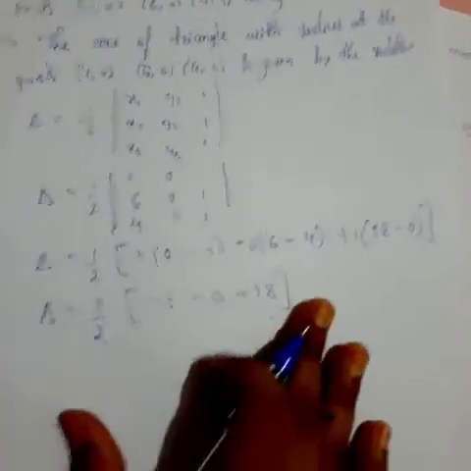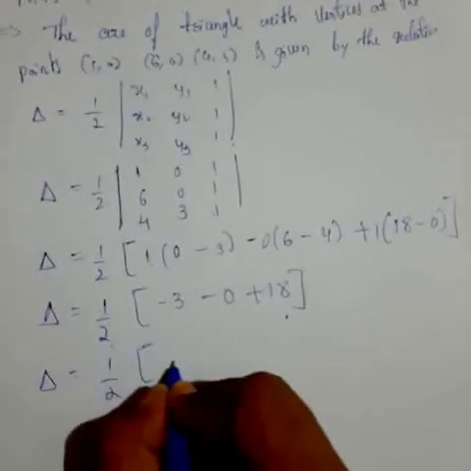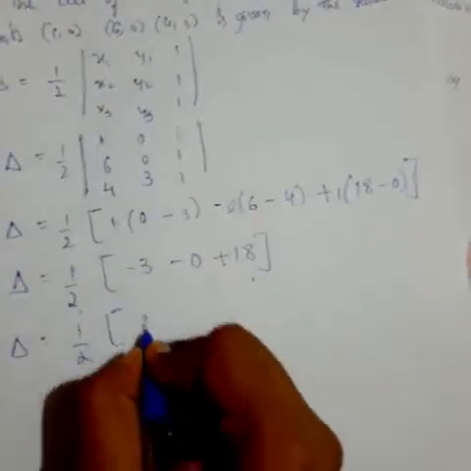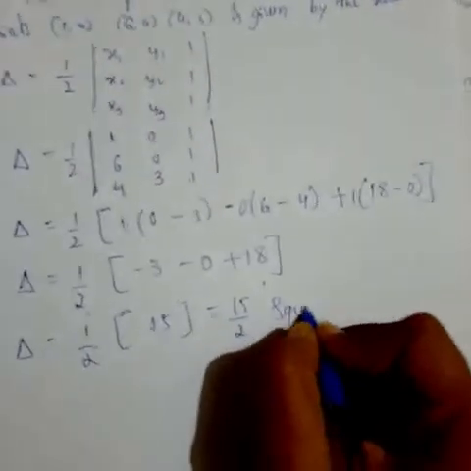Then you got the final answer: 1/2 is there, minus 3 plus 18, you will get what? 15. Then 15/2 square units.